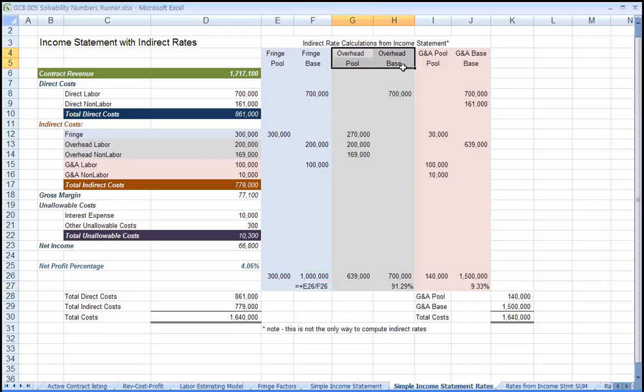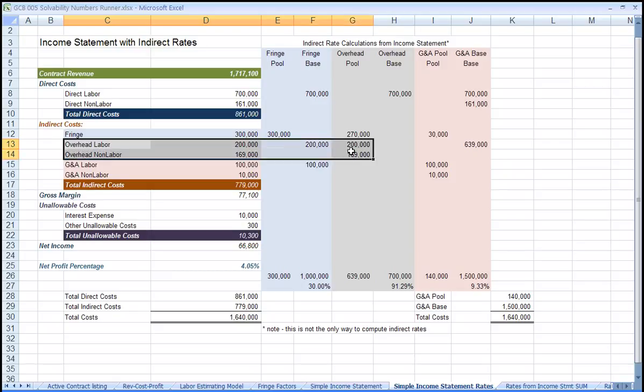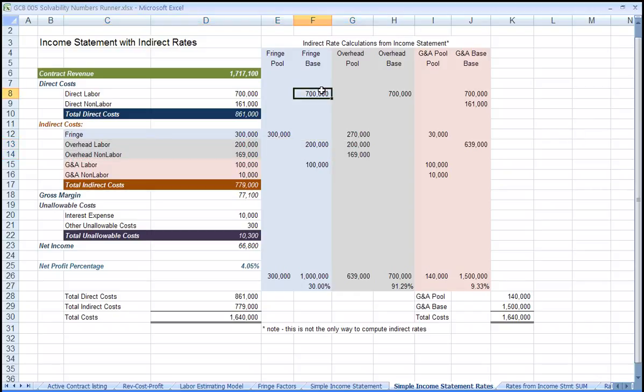Next, let's compute the overhead rate. We'll take the cost on the overhead lines for labor and non-labor. But we have to add in the fringe cost associated with labor, and that's the fringe related to direct labor and the fringe related to overhead labor. The sum of all that makes up the overhead pool.